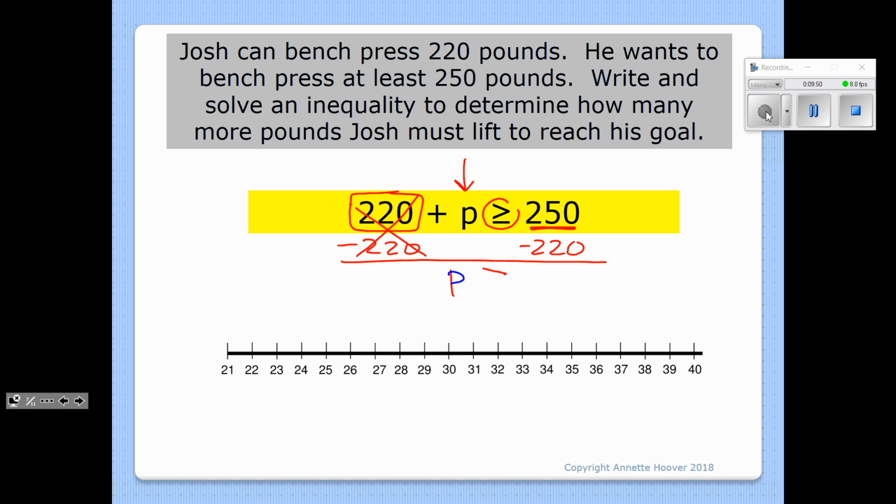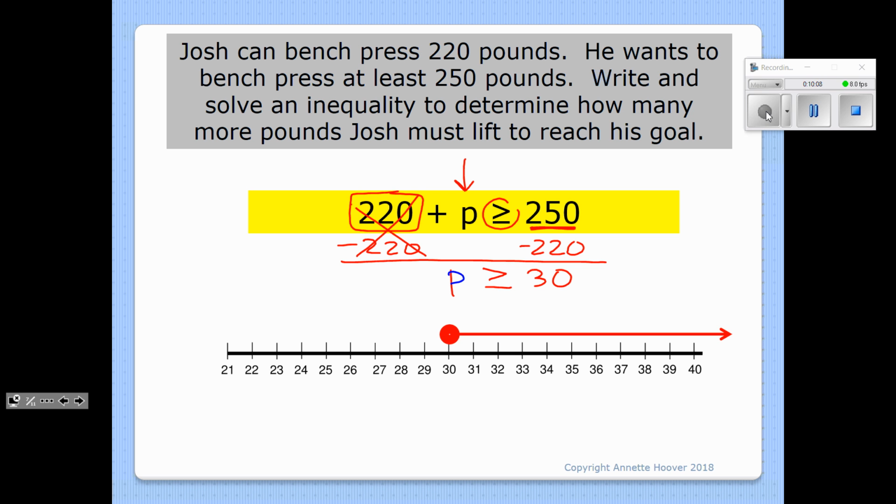P is going to be greater than or equal to 30. So he needs to add at least 30 pounds. Now, when you add weight, it could be anything over 30.